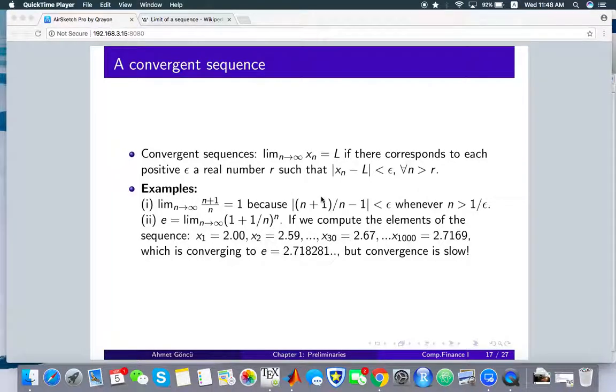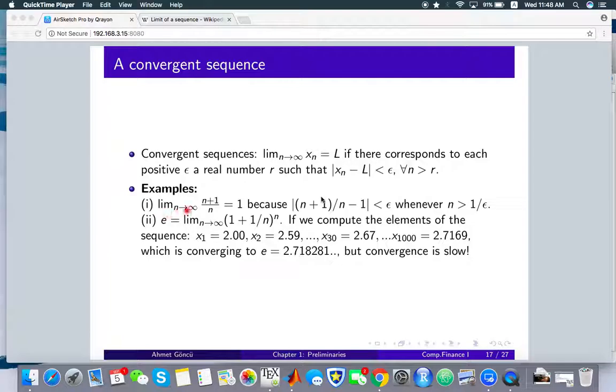Okay, let's talk about a convergence sequence now. Here's the definition of convergent sequences. We call the limit of x_n as n goes to infinity equal to L if there corresponds to each positive epsilon a real number r such that this distance is always bounded by epsilon for all n values greater than r.